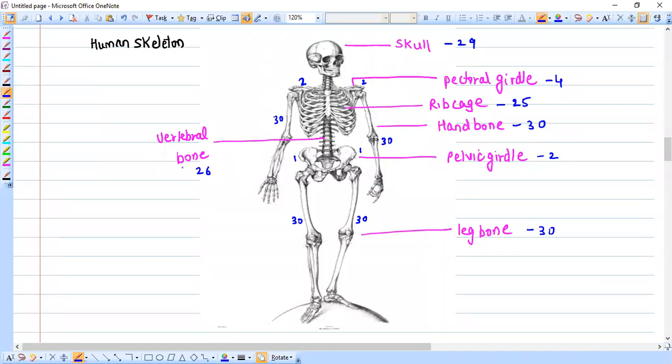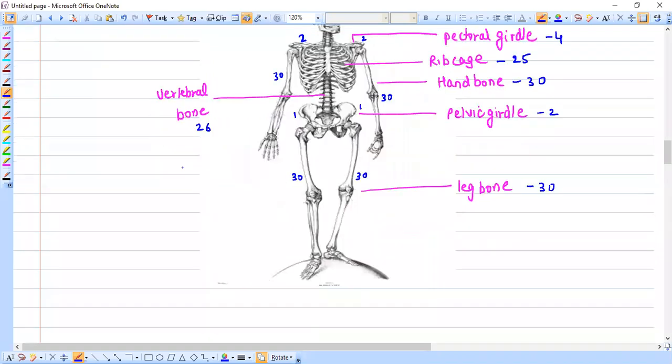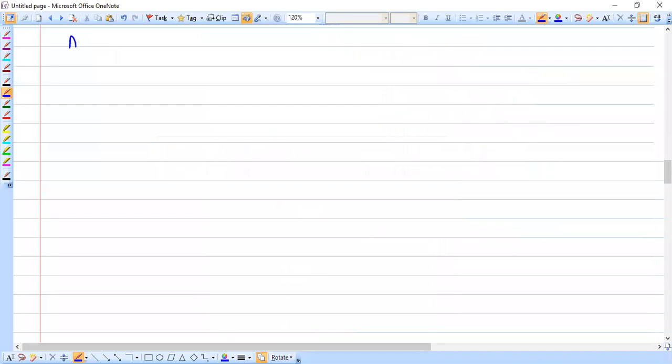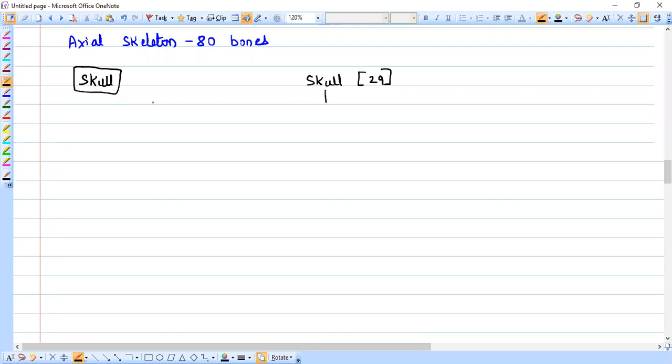Now we have to study the different parts of the bones present in the skeleton. So let's start with the axial skeleton. In the axial skeleton, there are a total of 80 bones basically, and now we have to study all those 80 bones of the axial skeleton. So let us first focus on the skull. When I say skull, the skull is divided into 2 major parts. So your 29 bones are divided into 2 major parts.